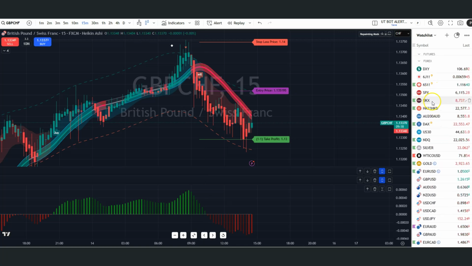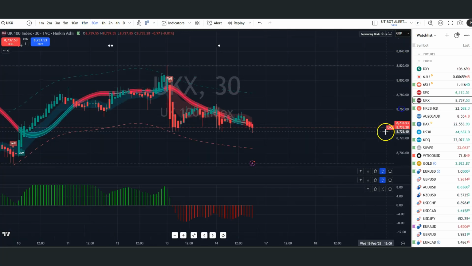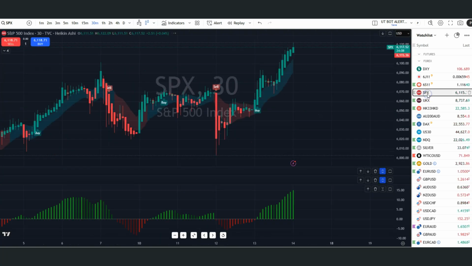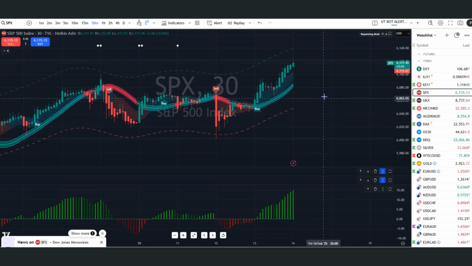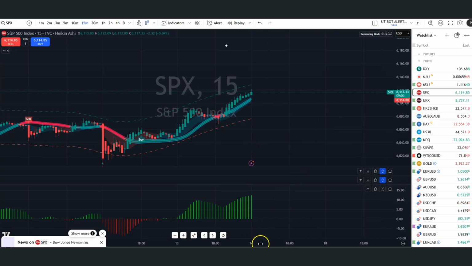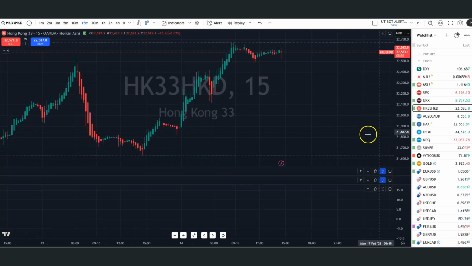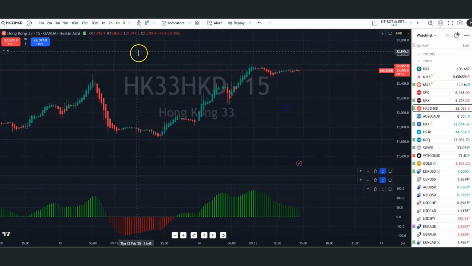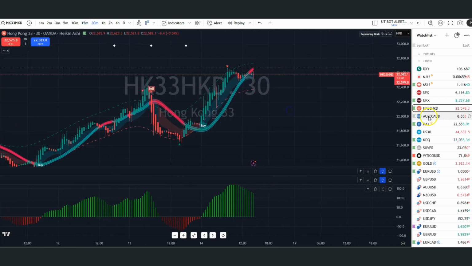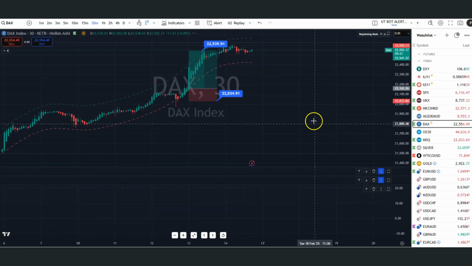So let's go through the indices and see what's going on. Let's go into the 30-minute chart. We can see that the FTSE is doing nothing. S&P 500, some of you trade this. It looks like buyers are in. No signal. Hang Seng, buyers are in, but pretty much sideways today. So it looks like the stock markets have actually just died a death, really.